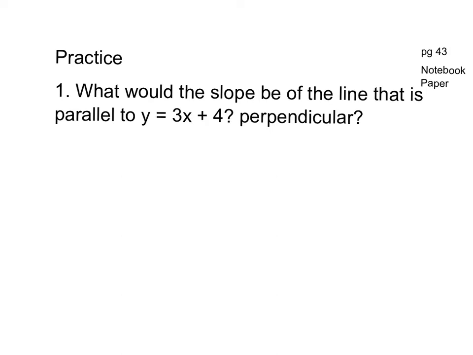Question 1. What would the slope be of the line that is parallel to y equals 3x plus 4? Well, first of all, the slope of this line is 3. Parallel slope would be the same, so that slope would be 3.